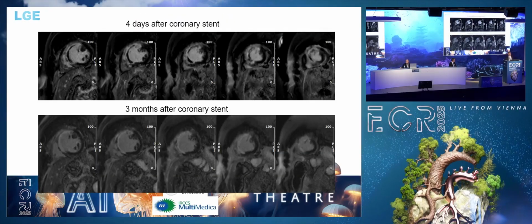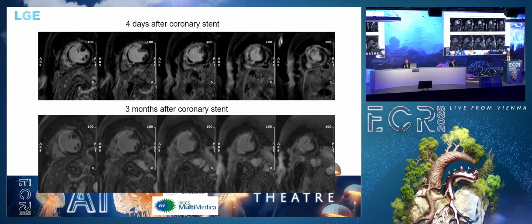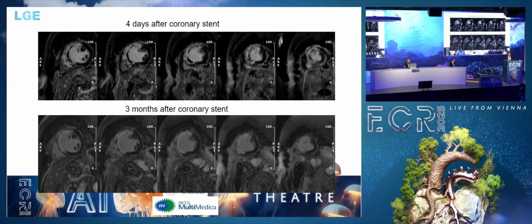And here, these are the most important images after contrast. It's a late gadolinium enhancement evaluation. So in the acute phase, you can see this black line inside the scar. This is the microvascular obstruction that disappears after 3 months. So this is important. These patients with this huge microvascular obstruction have a high probability to develop an enlargement of the ventricle years later.